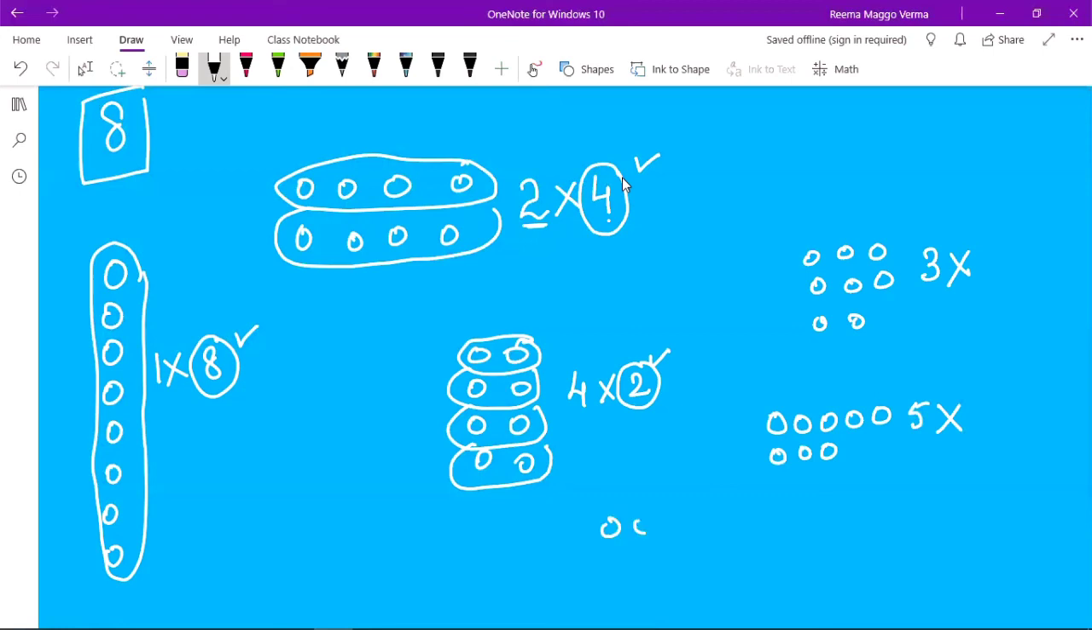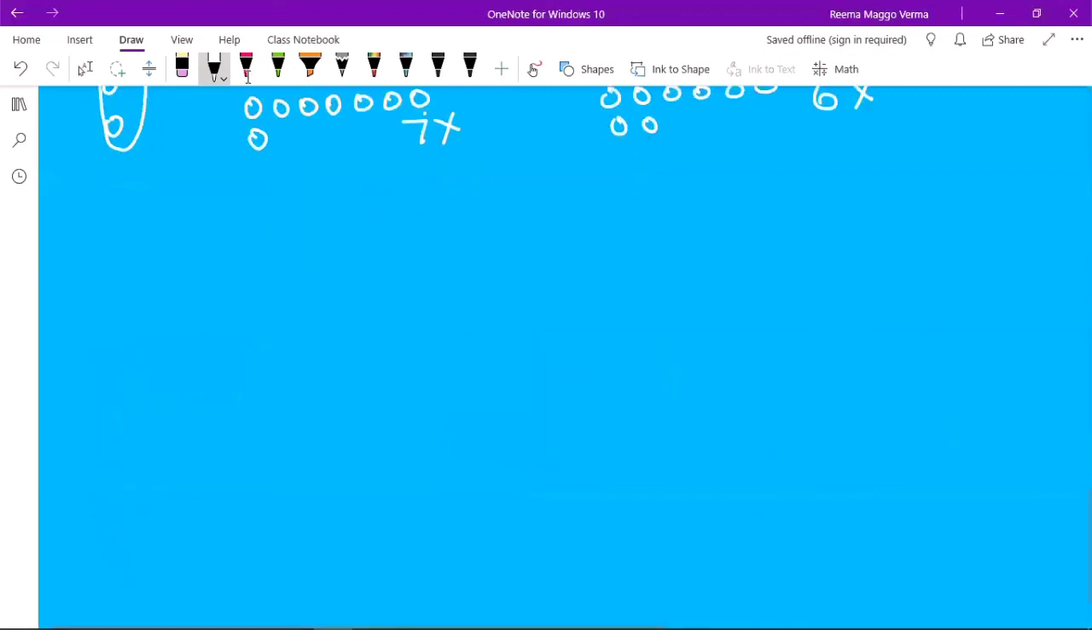Let's check 6. This is one group of 6. No, even 6 isn't a factor of 8. Let's check 7. No, 7 is also not a factor of 8. And we have already checked 8. We have one group of 8. So 8 is a factor of 8. So now let's write down all the factors of 8.